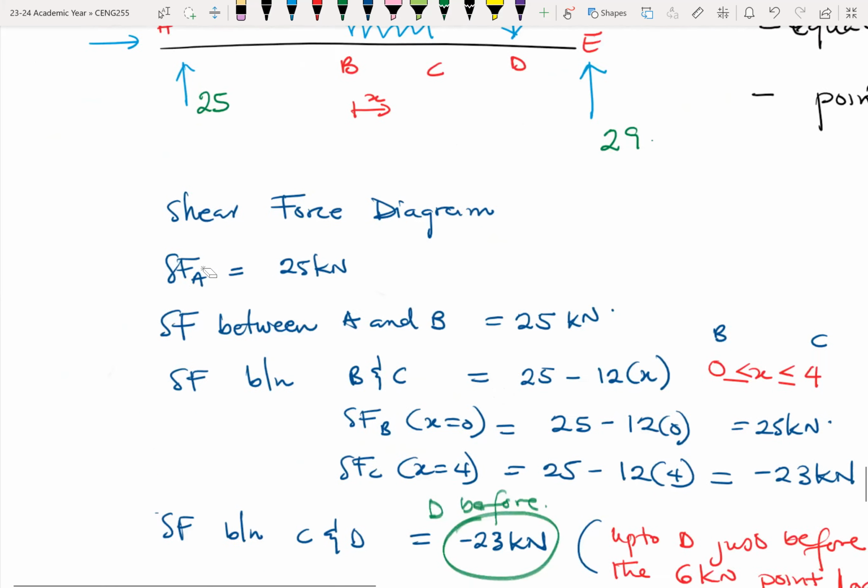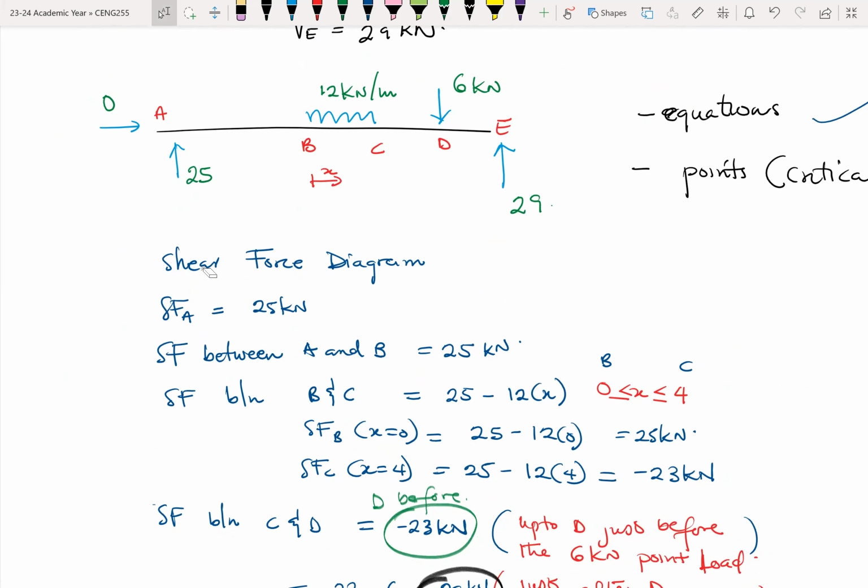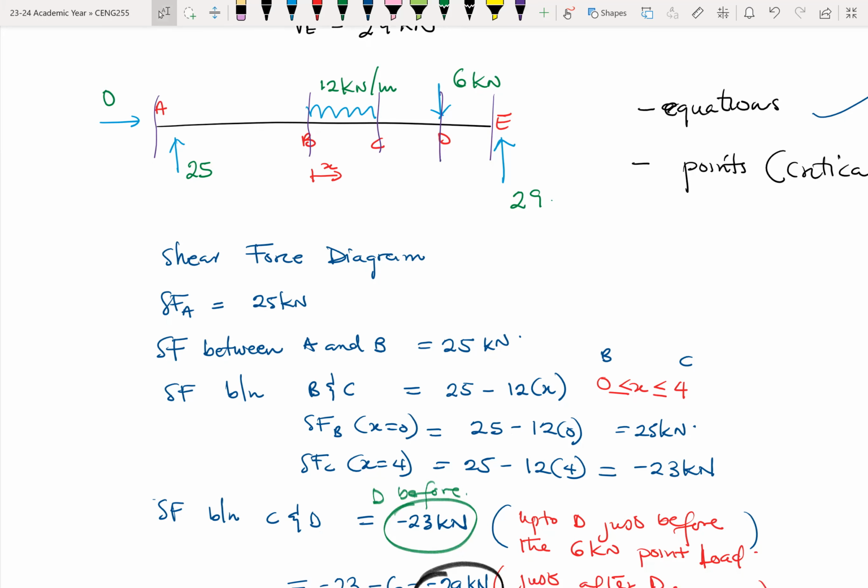Okay. So just to explain a few things, these are the critical points. The critical points are A, B, C, D, and E. So if you can find your shear at A, find your shear at B, find your shear at C, and then at D, and then E, we should be able to draw our shear force diagram.